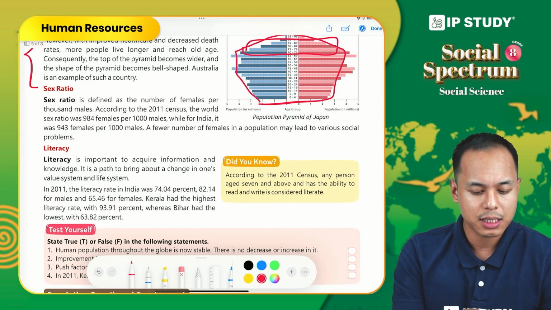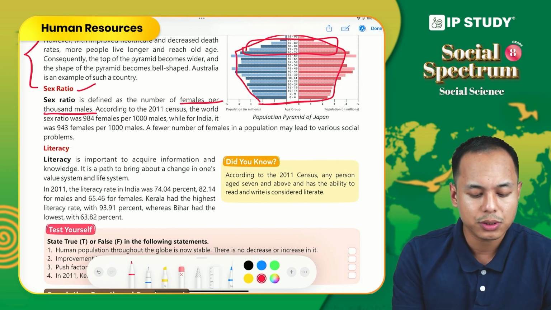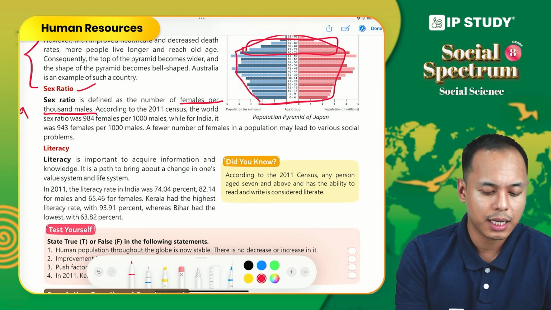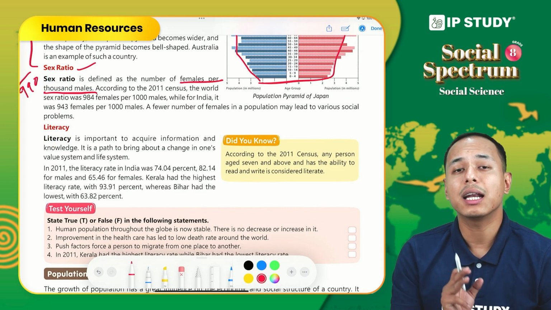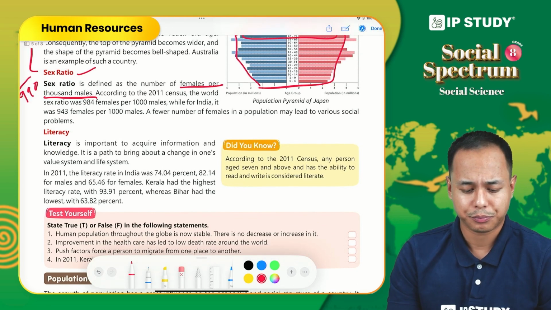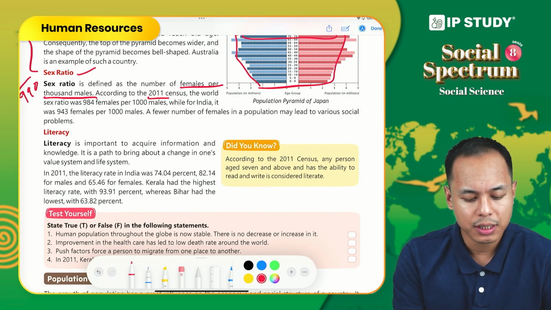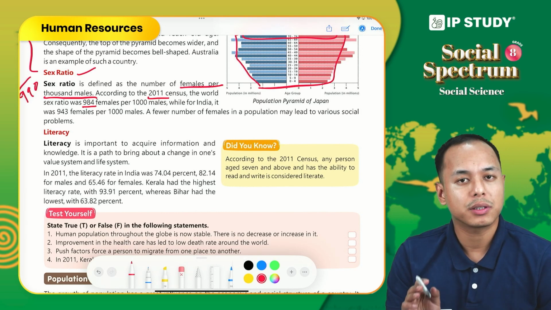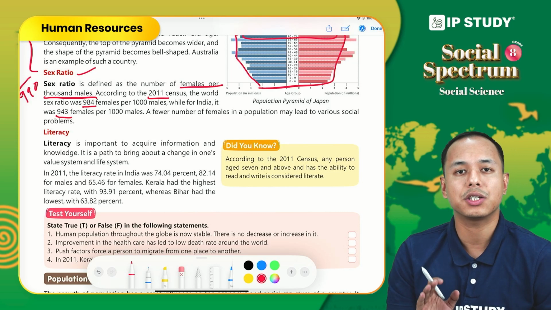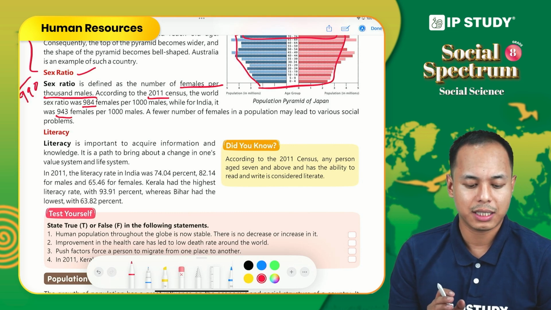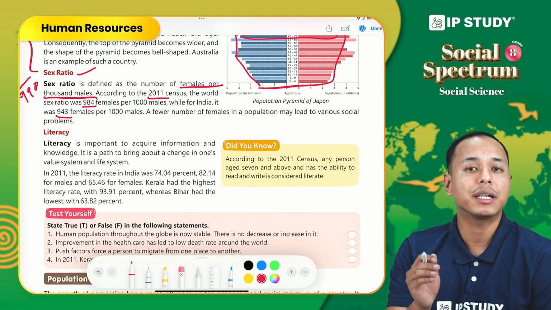Now let us discuss sex ratio. What is sex ratio? It is defined as the number of females per 1000 males. So 990, what does it mean? It means that per 1000 males there are 990 females. And according to the census 2011, the world sex ratio was 984 females per 1000 males, while in India it was 943 per 1000. So India's sex ratio is not good, or we can say the world sex ratio is better than the Indian sex ratio.